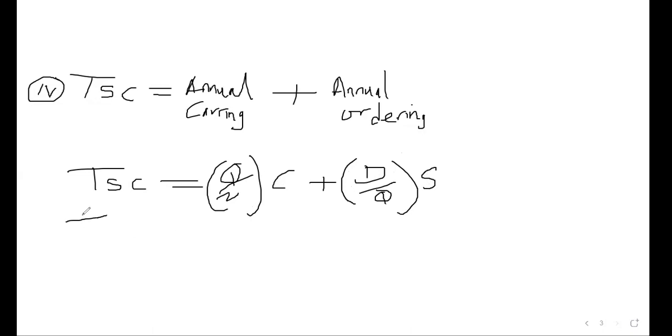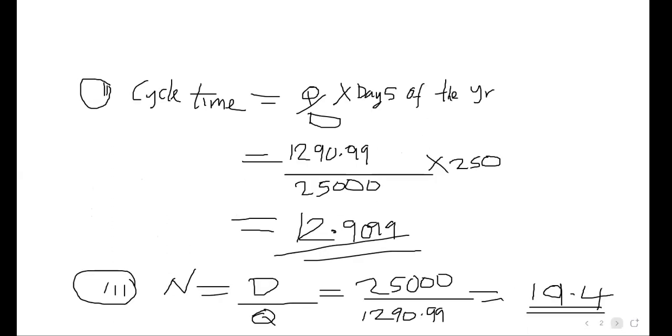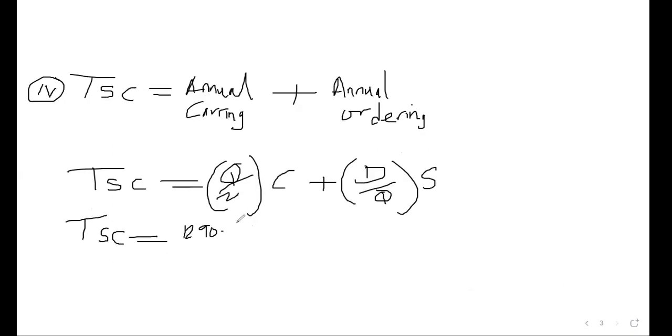So for our total stocking cost, according to the question, we have to just substitute here and get whatever we have. So it's 1,290.99 over 2.